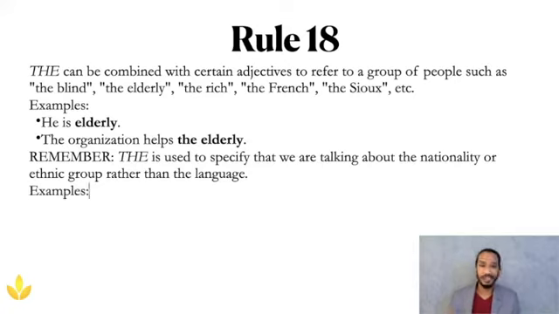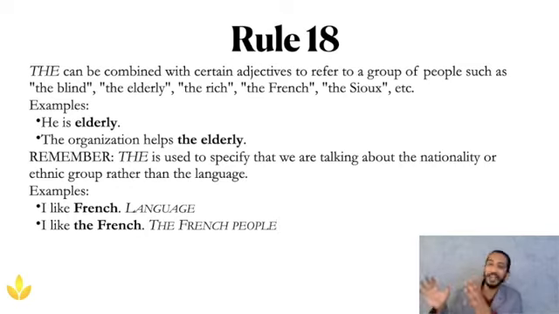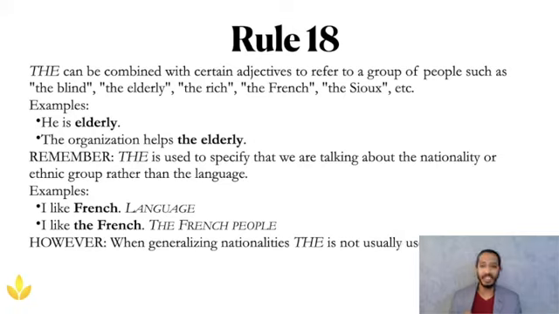Let's see another example for this. I like French. French is a language. So even for a language, you don't have to use an article prior to it. I like the French. So here you're referring to the French people. So the French becomes the French people, whereas the language becomes I like French.